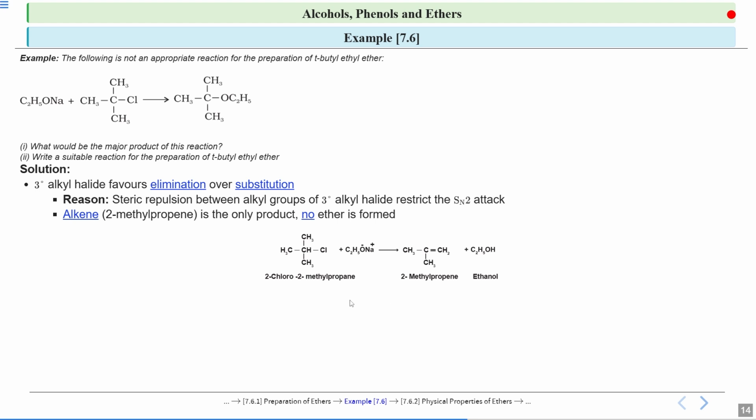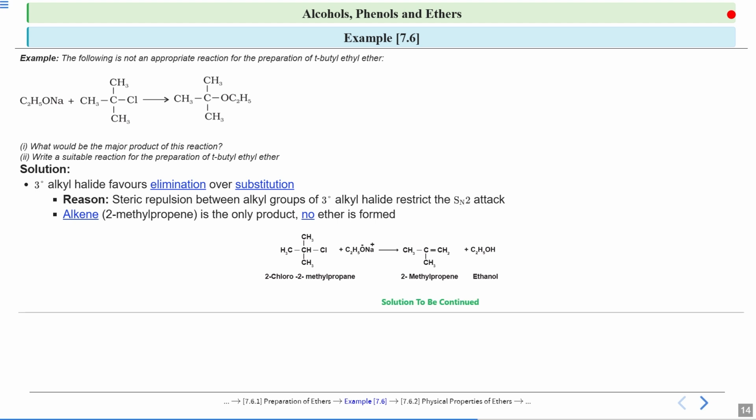So if you are taking a tertiary alkyl halide, then an alkene will be formed, not an ether. That is why, in the question, it is a tertiary alkyl halide and an ether is shown as formed. That is why this is a wrong reaction. In this case, an alkene will be formed instead of ether.